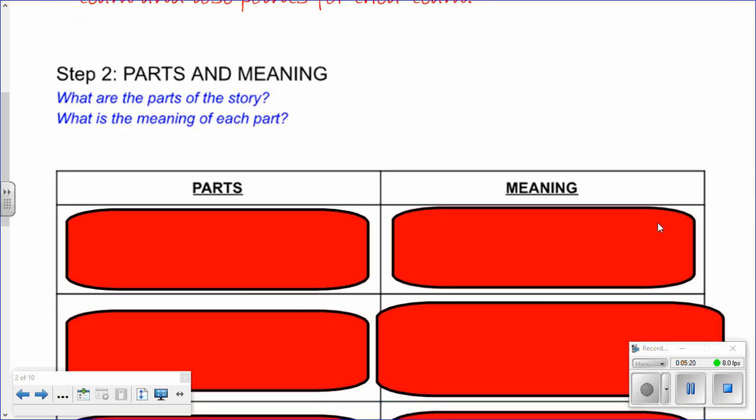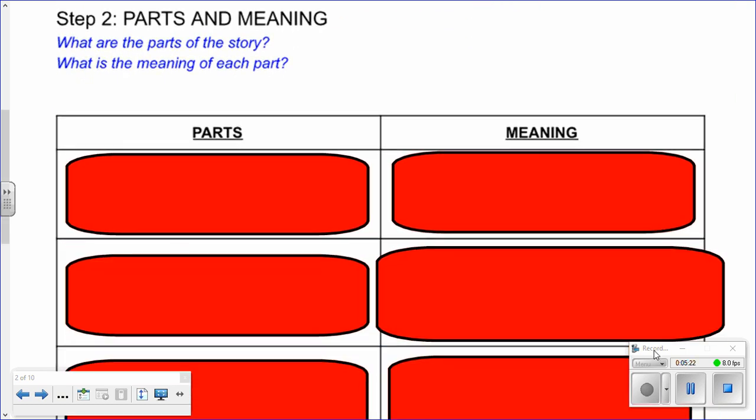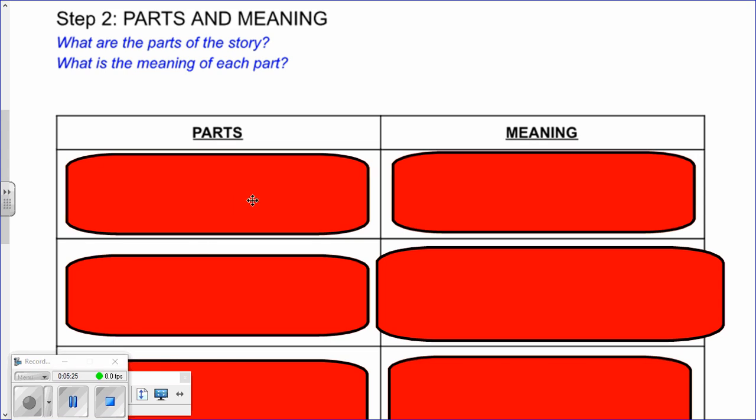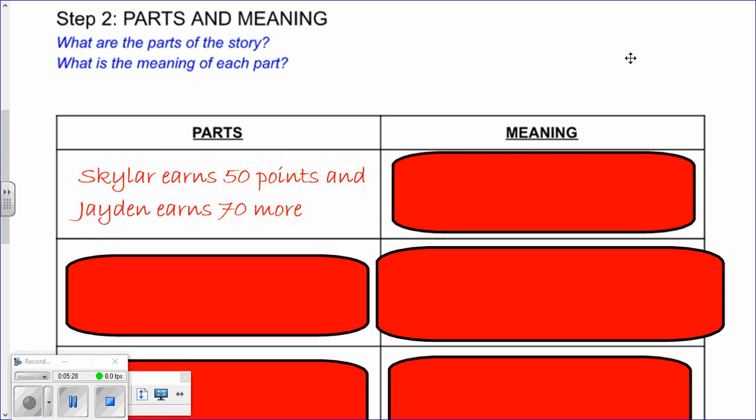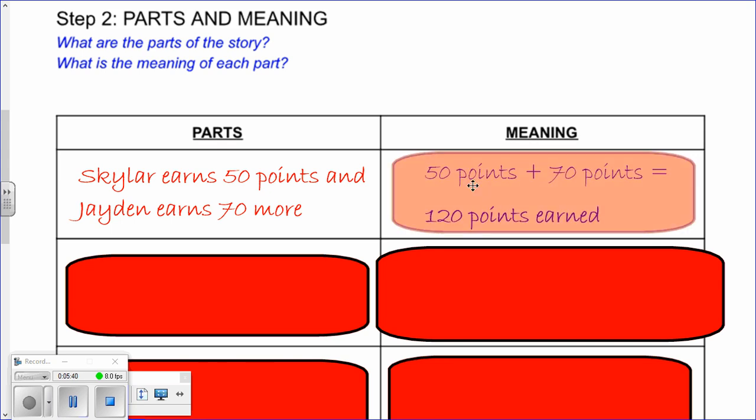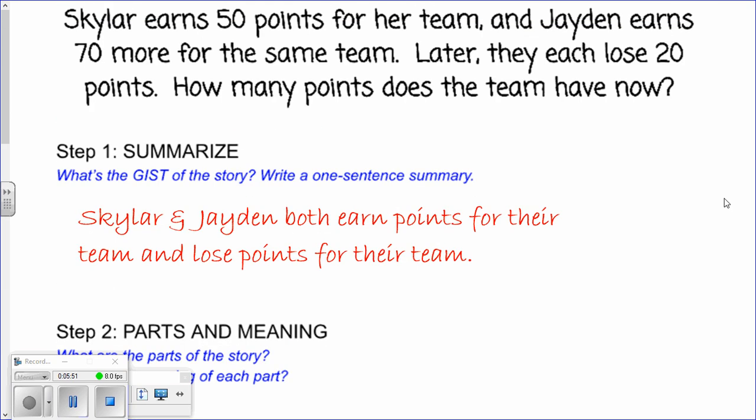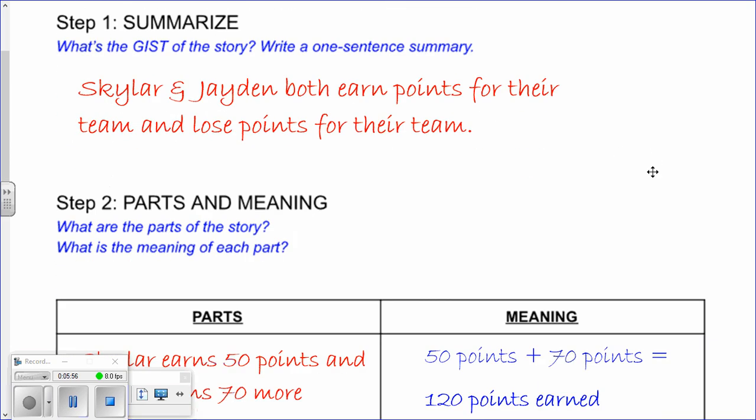Part two, let's take a look at the parts of our problem and what they mean. So the first part of our story tells us that Skylar earned 50 points for the team and Jaden earned 70 more points. Because it says Skylar earned 50 points, I know that that's a positive 50. And then when Jaden earned 70 more, that's another 70. So to figure out how many points they earned together, I did 50 plus 70, and I found out that that was 120 points earned. Let's go back up to the problem and look for part two. The next sentence says, later, they each lose 20 points.